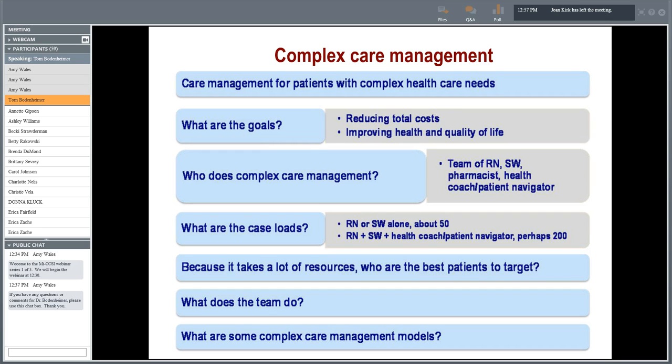So complex care management is care management for patients with complex healthcare needs. And the goals are reducing total costs of the patient and improving health and the quality of life.